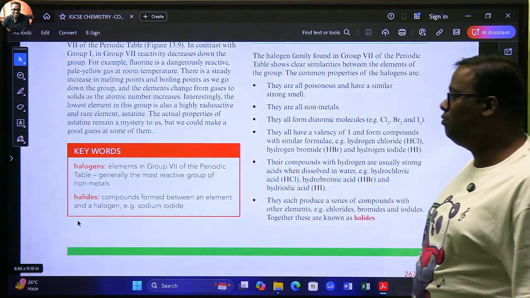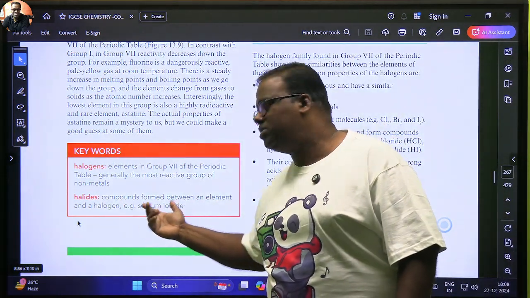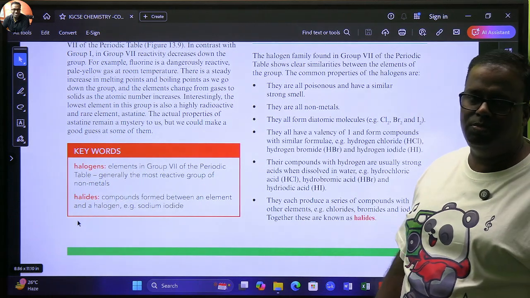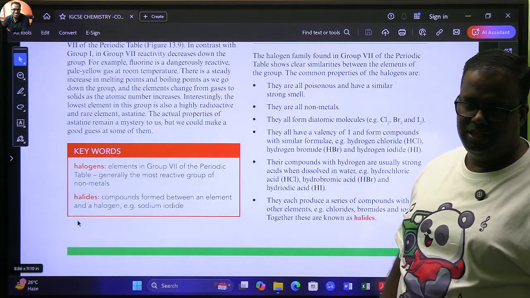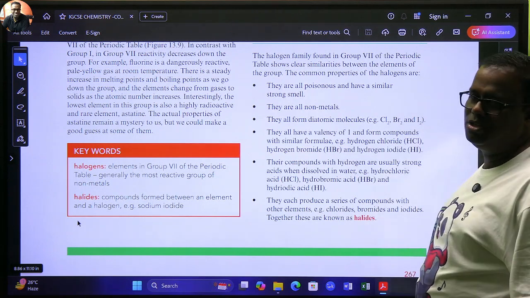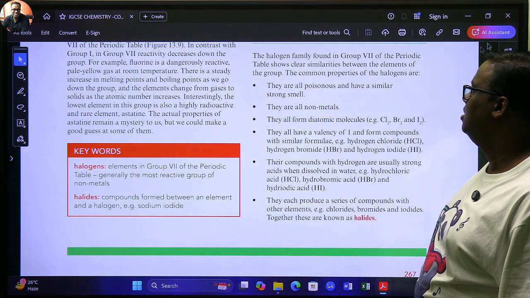And when halogens form compounds with elements, the compounds are known as halides. Like the salt that you eat every day, sodium chloride, is also a halide. It's a halide salt containing chloride ions. Fluoride salt is also a halide. Okay? Let's go to the top again.